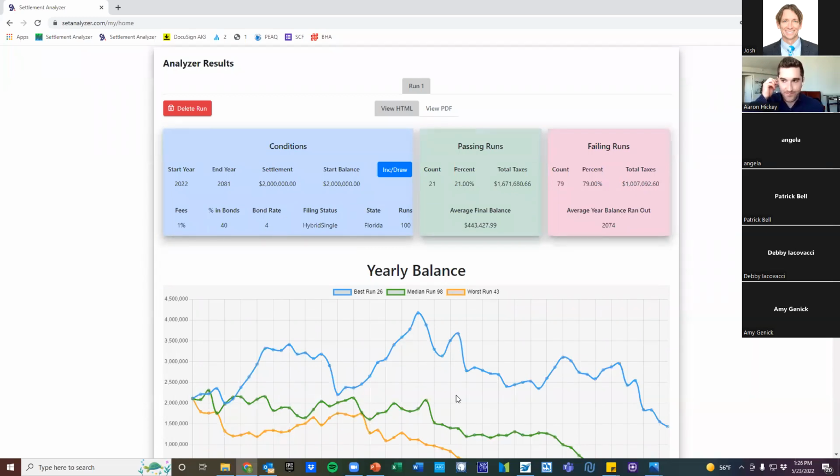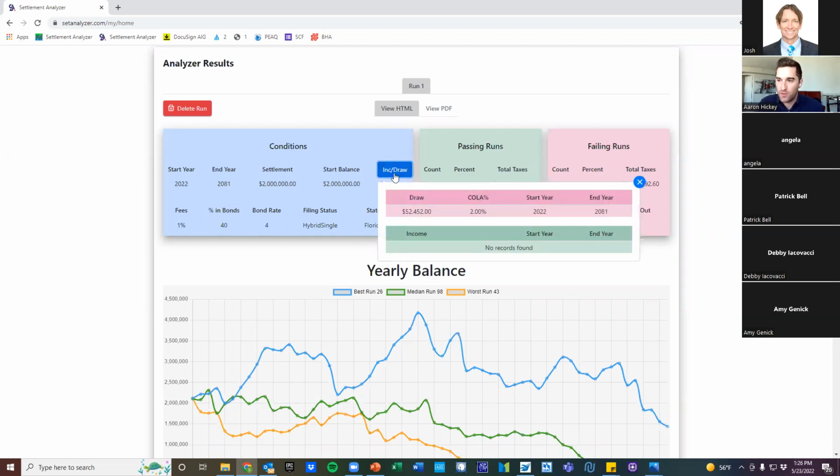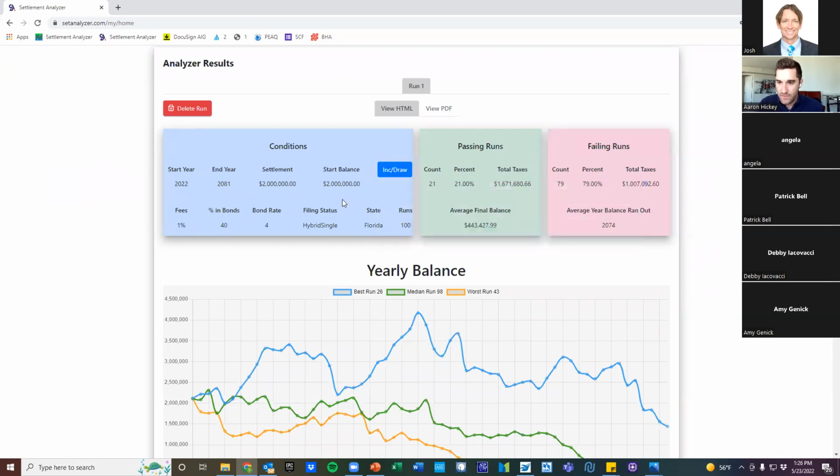So this is the first run. All of the inputs that we just did will show up on this left side. If you click your blue button, you'll see that the draw is populated there. And all of the inputs that we just put show up in our blue box here on the left side. On the right side, very straightforward. We want the color coding system. Green is good and red is bad.